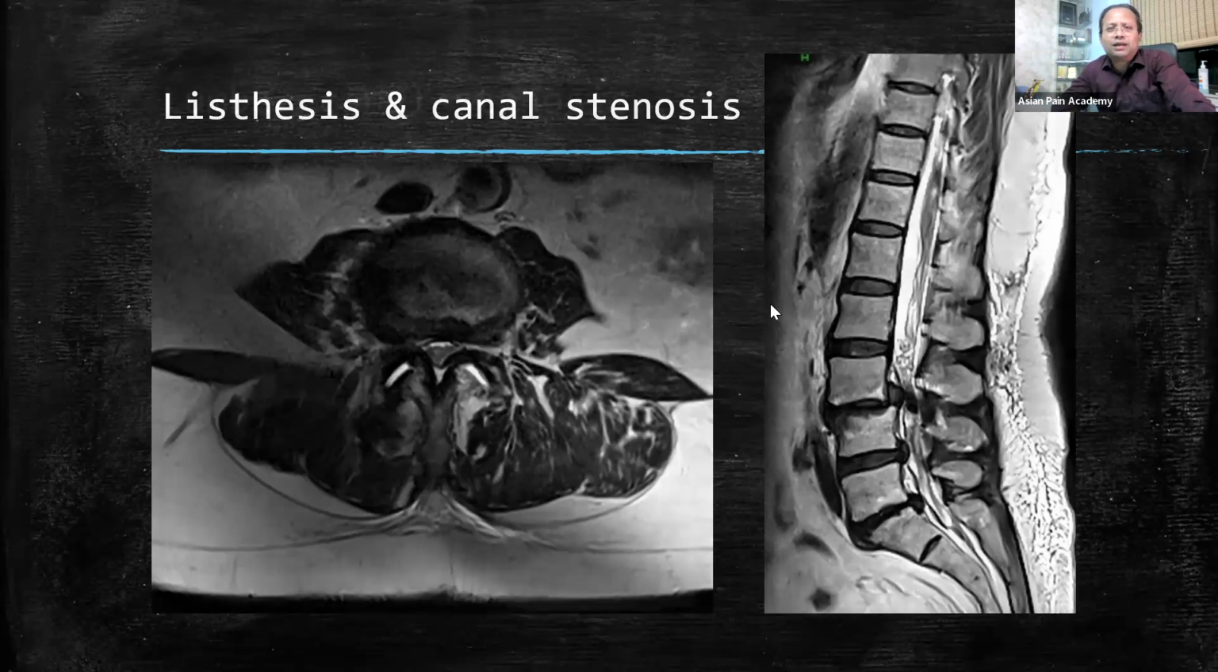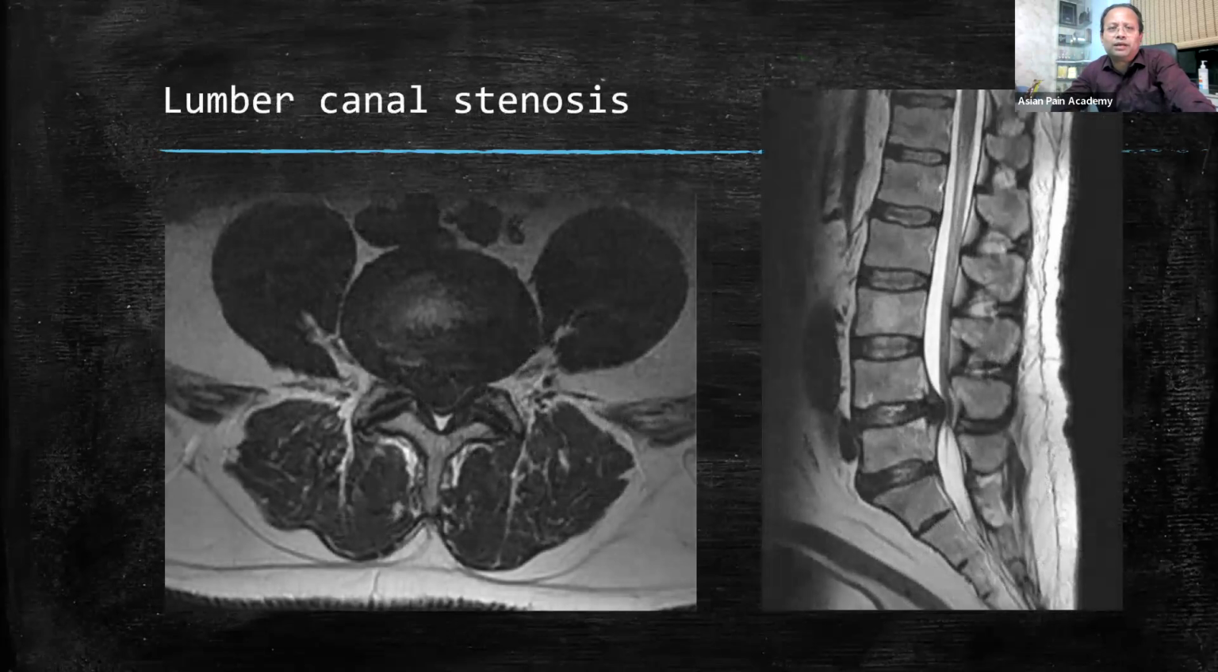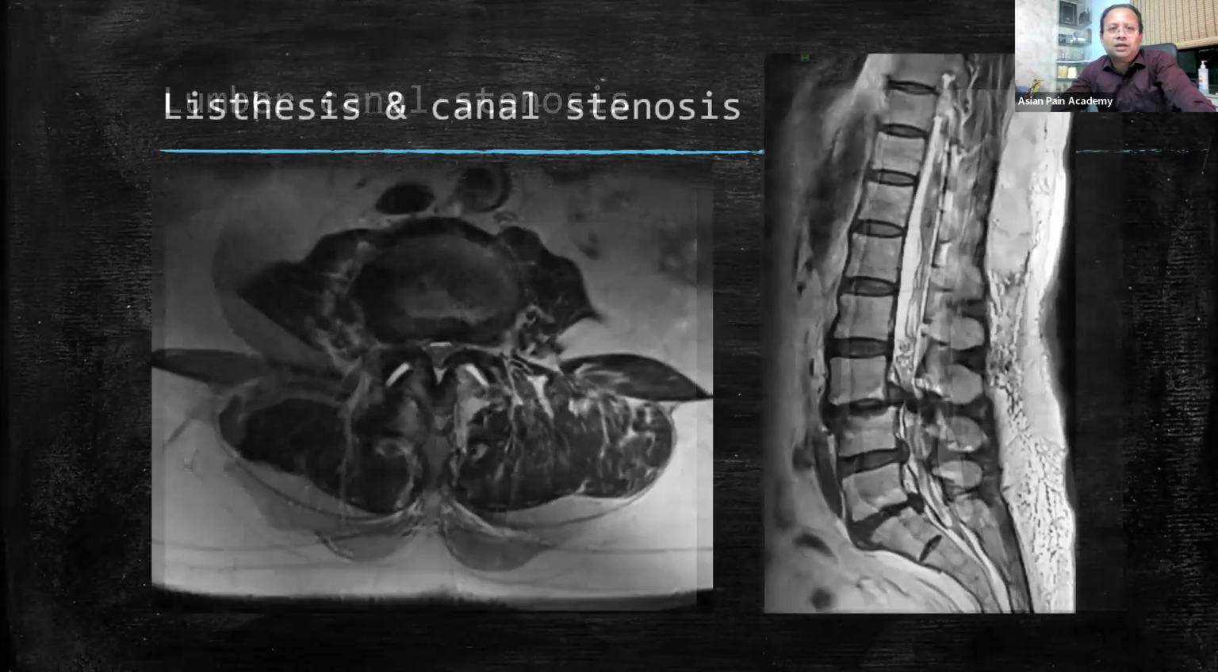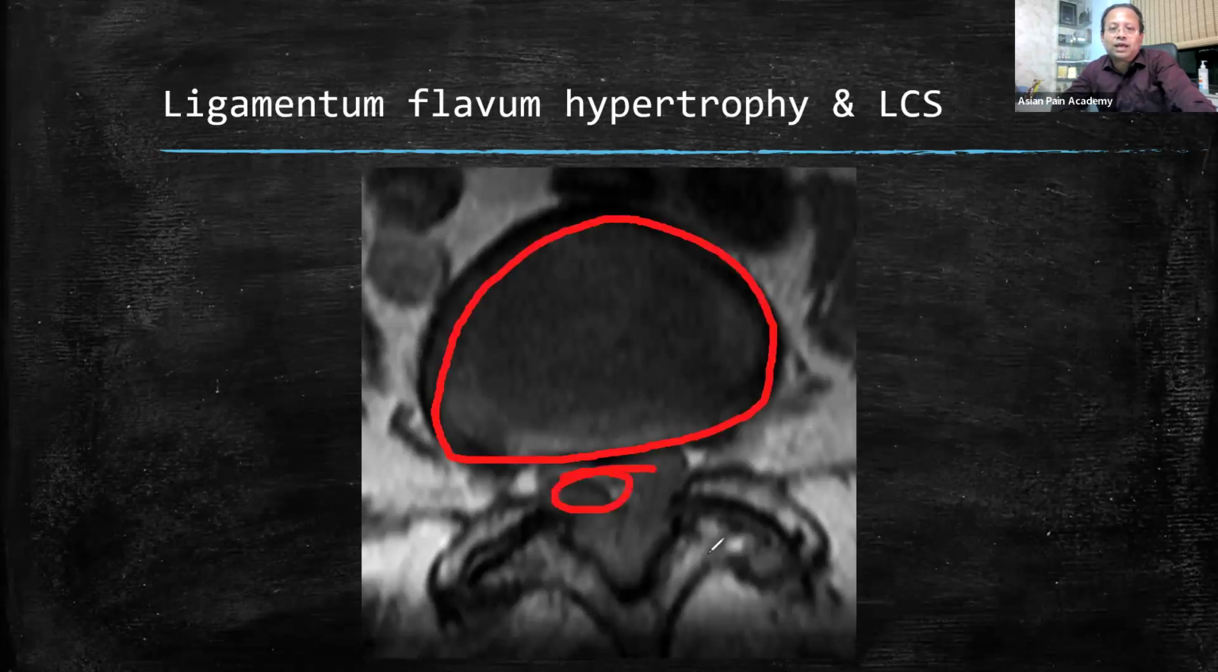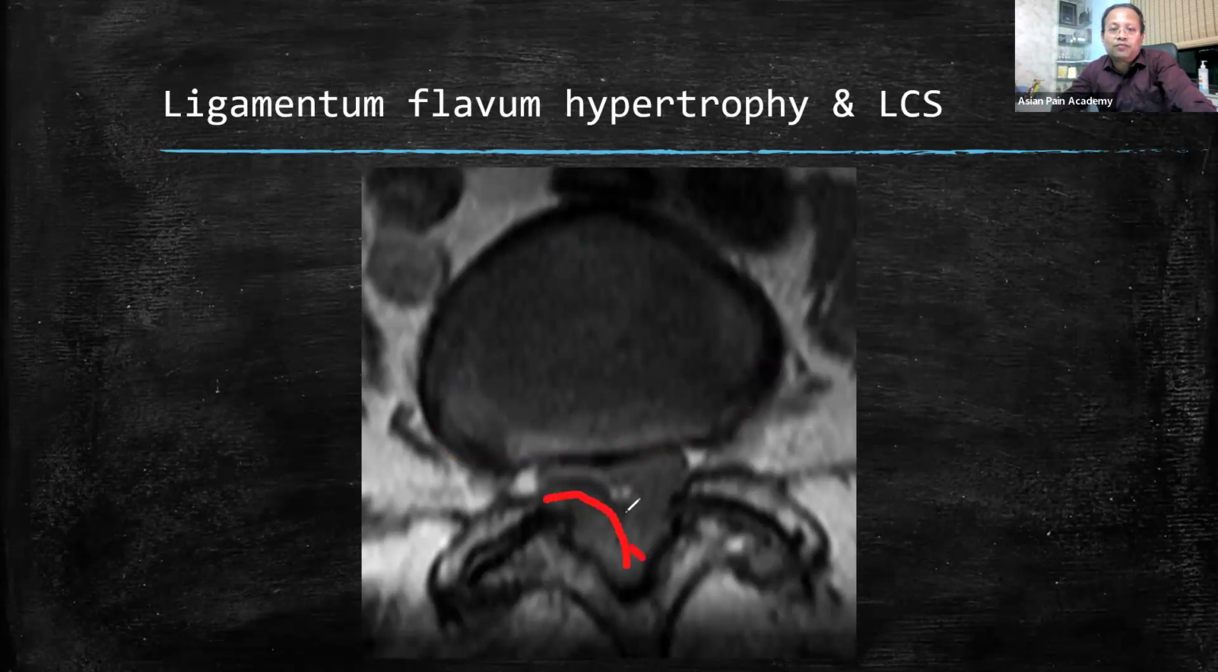So all types of lumbar canal stenosis are a bit difficult to treat by our intervention. Here, ligamentum, here also another type of lumbar canal stenosis, but here you see nicely the disc is there, no problem, but still there is no canal. Why is it like that? Because from the posterior part, it is the ligamentum flavum hypertrophy. Ligamentum flavum has become so big that you cannot see the spinal canal.